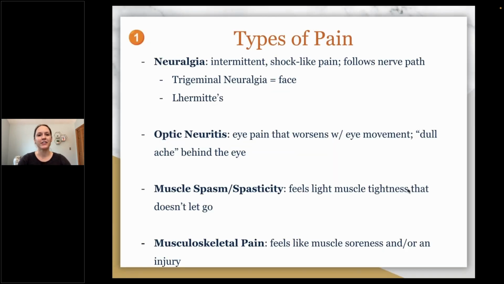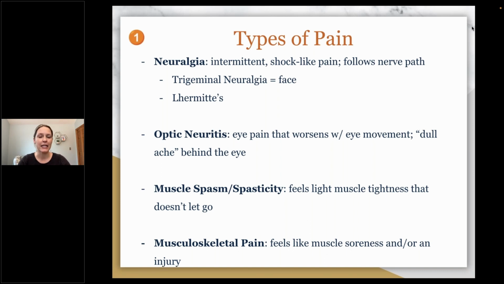Neuralgia. So neuralgia is an intermittent shock-like pain, and it follows the path of a nerve. And so I believe someone earlier in the chat said that you have trigeminal neuralgia. So trigeminal neuralgia is when you have this shock-like pain in your face. And usually it's the jaw, usually it's one side versus the other. Usually it's not both sides at the same time, but it follows the path of the trigeminal nerve, which goes to our jaw.